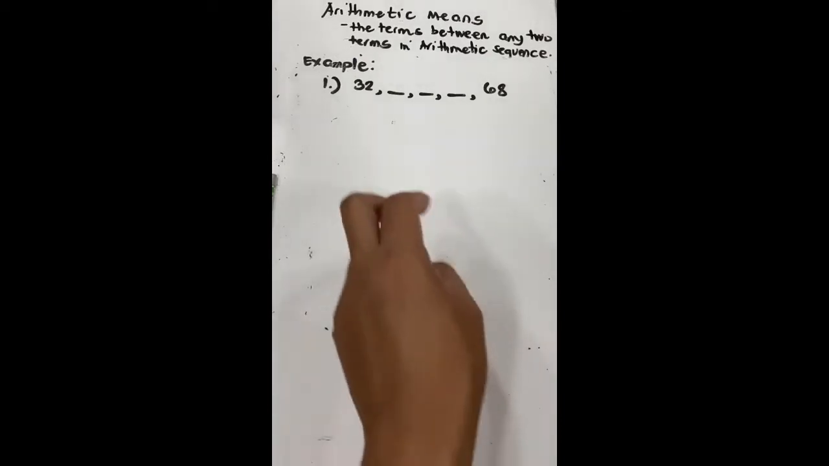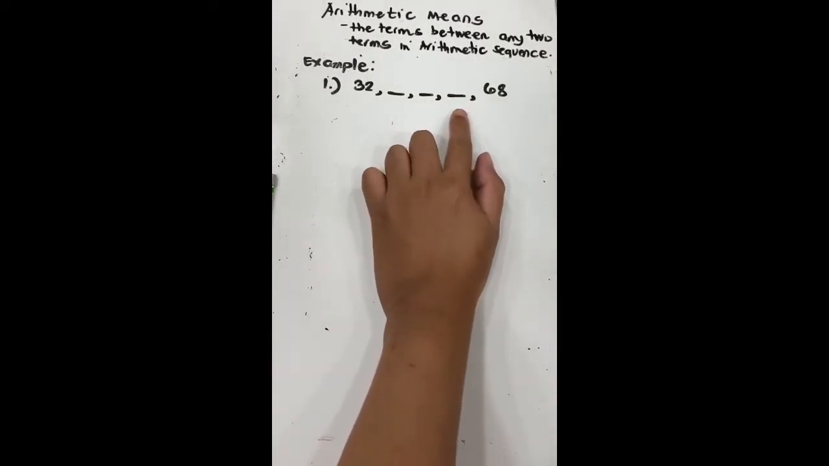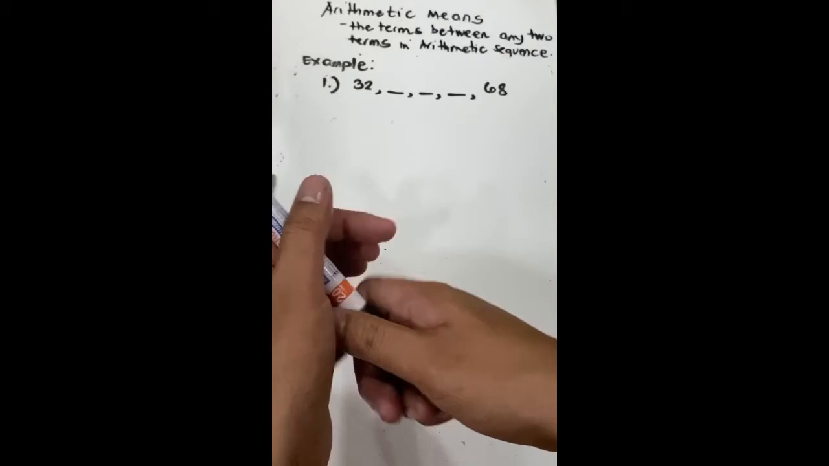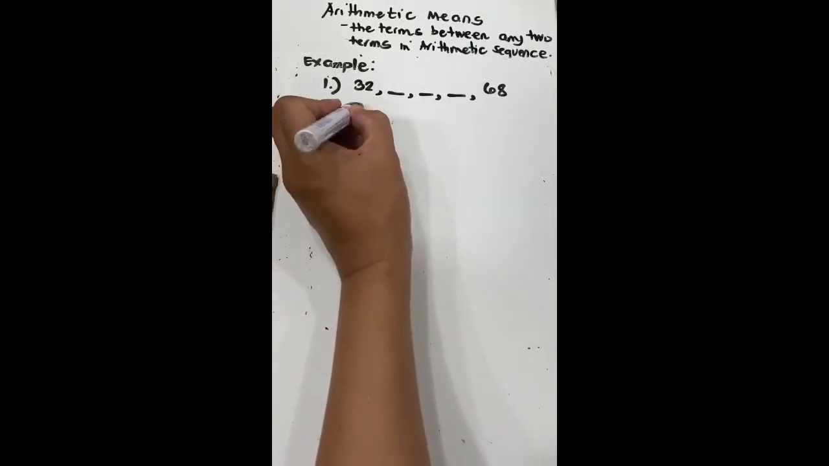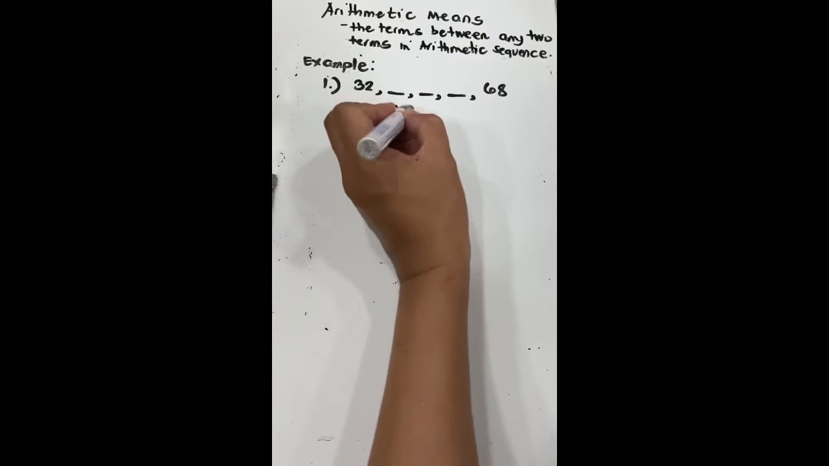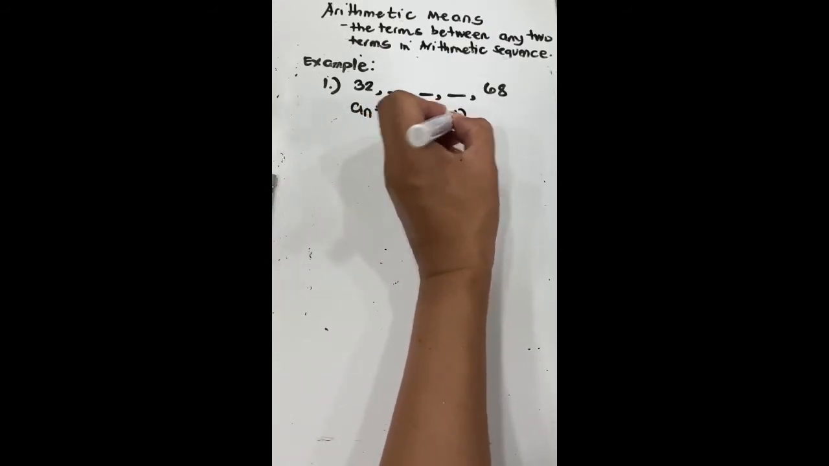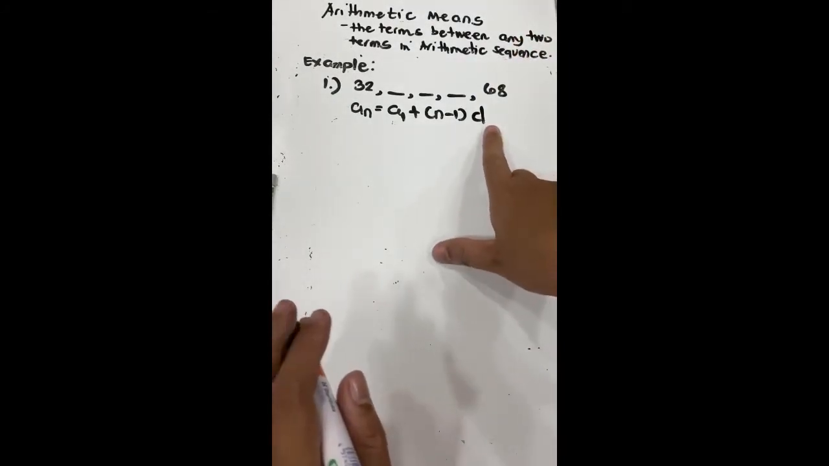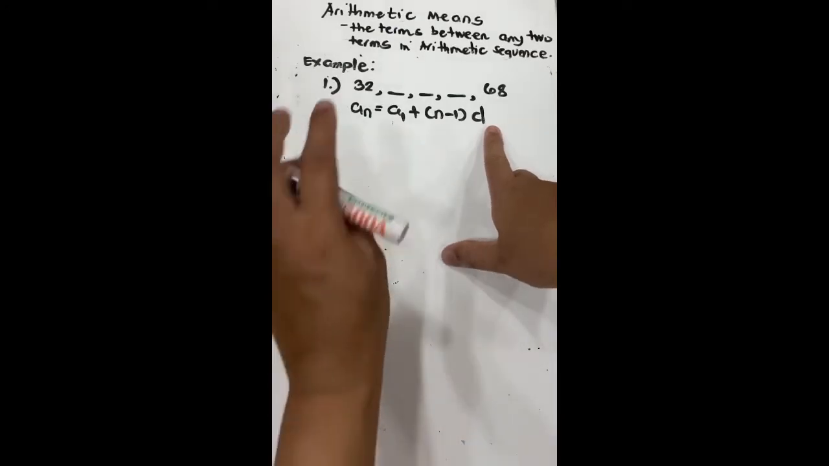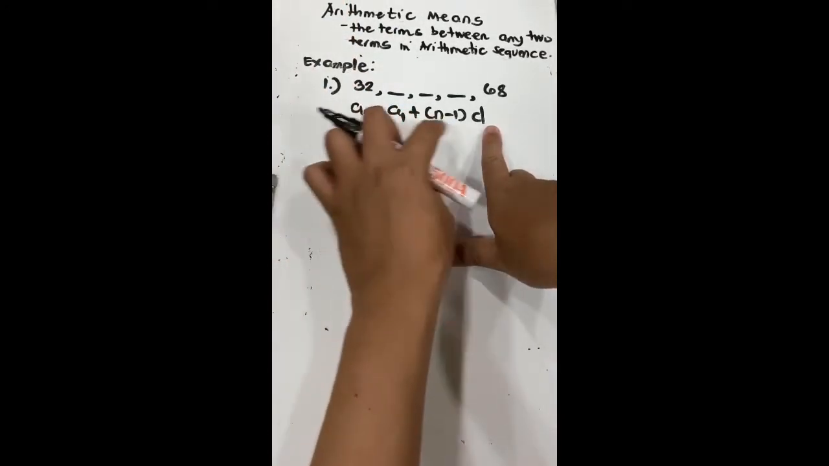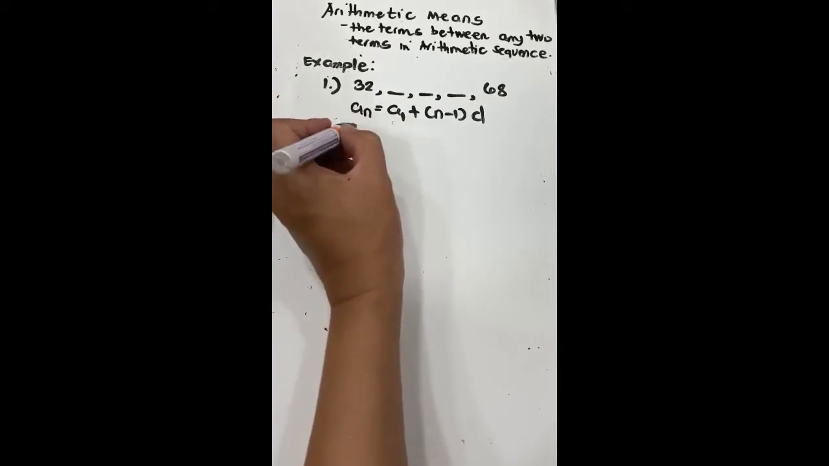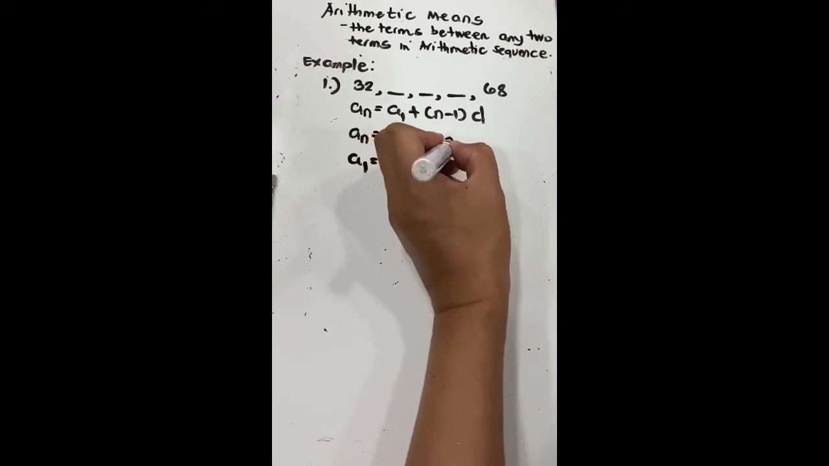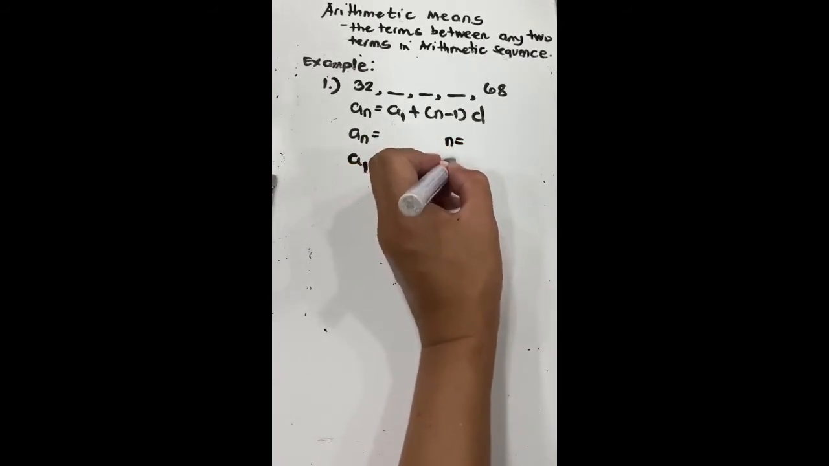So, here we need to find 3 arithmetic means. Okay, so same process. So, we will use the formula for arithmetic sequence. So, we have A sub n is equal to A sub 1 plus quantity n minus 1 d. So again, our target is to find the value of our common difference or the d. So we need to supply or we need to find the other information. So A sub n, A sub 1, n, and the d.